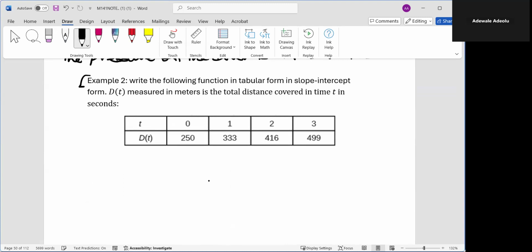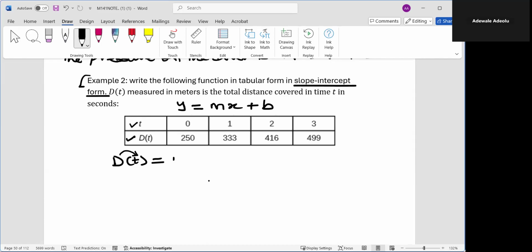Now write the example 2. Example 2. Write the following function in tabular form in slope-intercept form. Remember what we mean by slope-intercept form. This is mx plus b. Some textbooks will call it c. It doesn't change anything. It's the same thing. Well, in this case, our y is d. Our input is t. So instead of y, I'm going to write d of t, that is, the distance is depending on time, right?